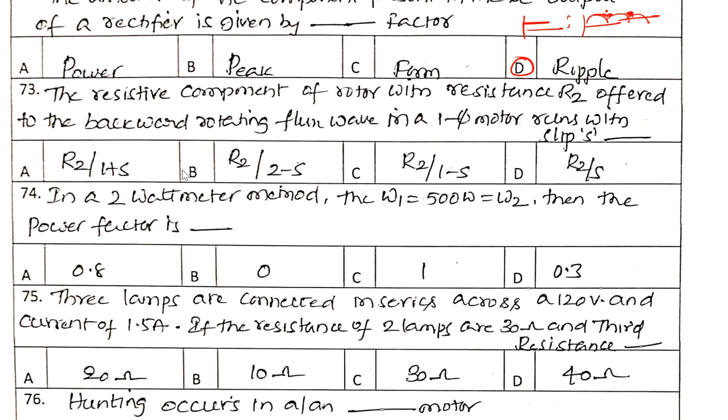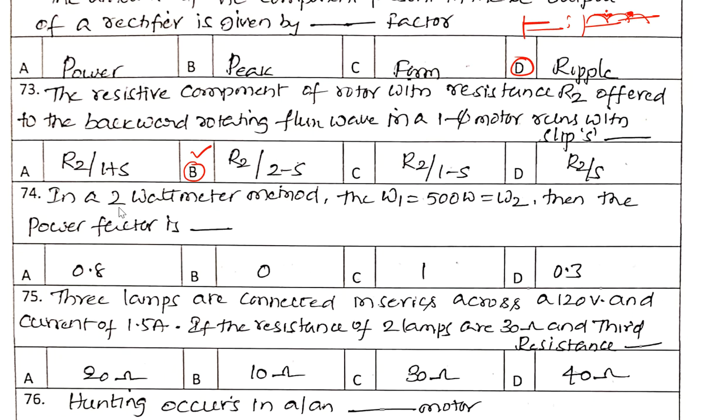Okay, next one. The resistive component of a rotor with resistance R2 offered to the backward rotating flux wave in a single phase motor running with a slip S is, the options are R2 by 1 plus S, R2 by 2 minus S, R2 by 1 minus S, R2 by S. So for the 73rd question, the answer is R2 by 2 minus S.